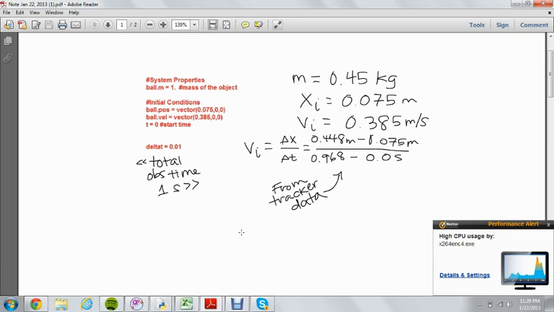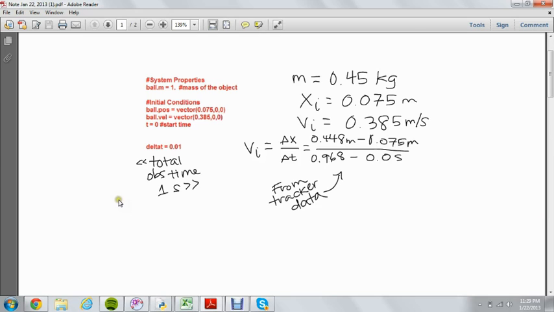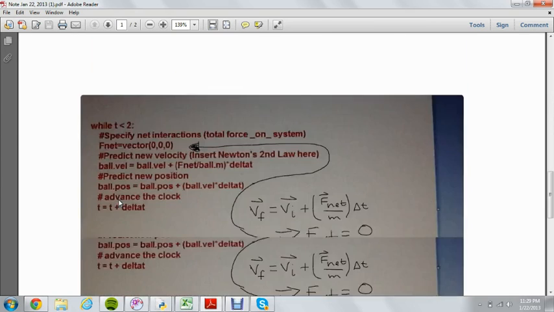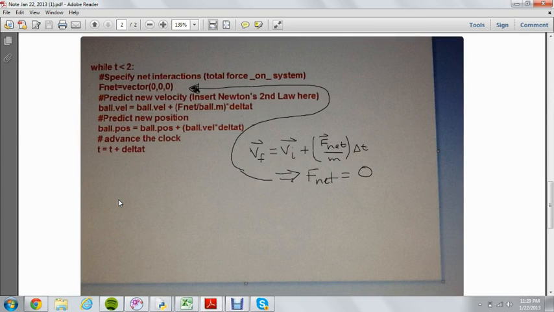Lastly, I chose delta t to be small compared to the 1 second time elapsed, 0.01 seconds. So I predicted starting at time 0 for about 2 seconds and applied Newton's second law. The final velocity in constant velocity will be equal to the initial velocity, which means the second term, Fnet over m delta t, has to be equal to 0. The only way for that to happen is to have Fnet equal to 0.